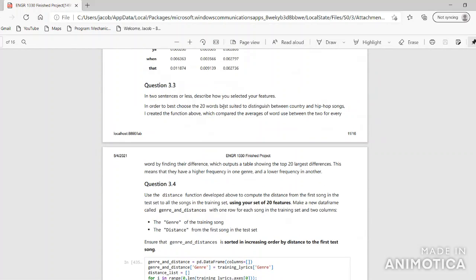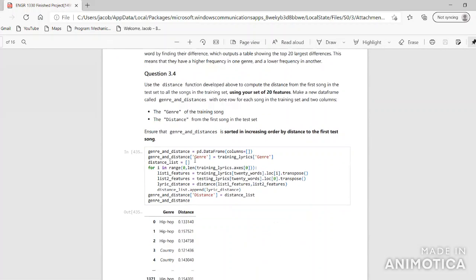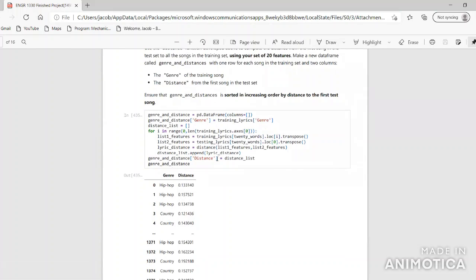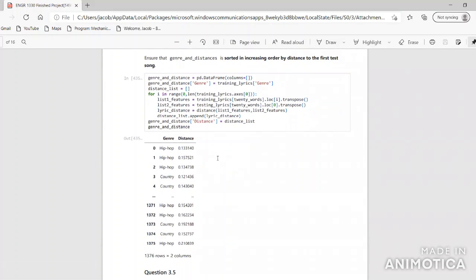Let's see. It said 3.3 is the one he just discussed. Oh, yeah. 3.4. So this was where we had to find the genre and the distance between each song and the training lyrics that we created in, I believe, 1.3, where we had to create a testing and training set. Yeah, it's just calling upon the previous function along with reworking the data frame to fit just genre and distance in there.